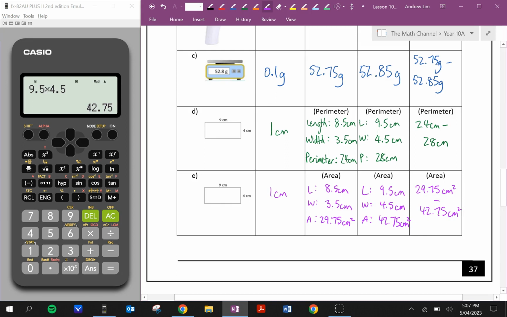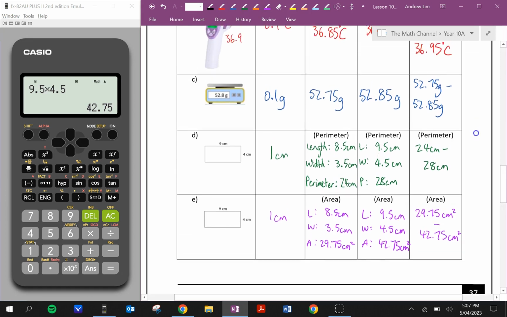Alright, so please do not do this. Do not say it's 36 and therefore the upper bound is 36.5 and the lower bound is 35.5. It doesn't work like that. We need to work out the upper bound and lower bound of each side length and then use those values to work out the upper and lower bound of the area or perimeter.